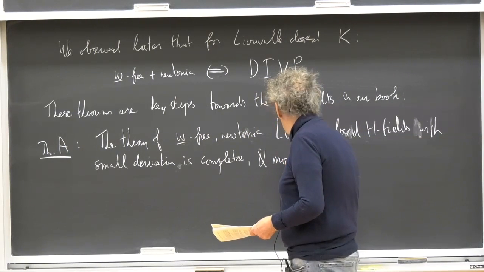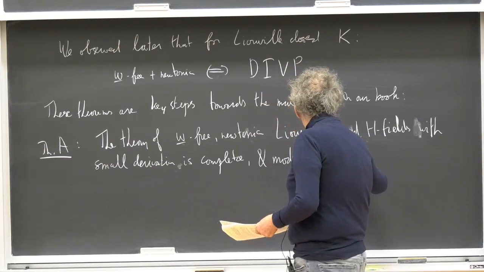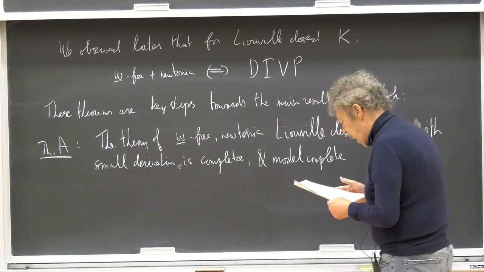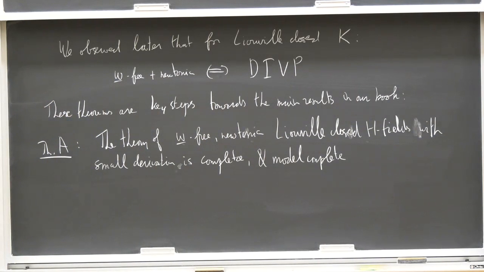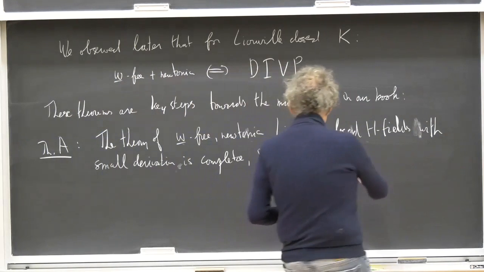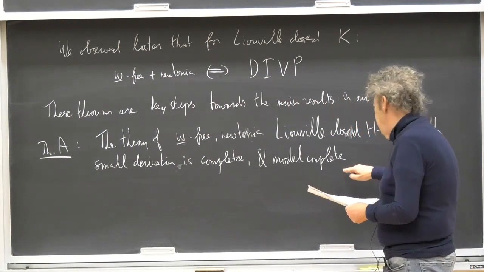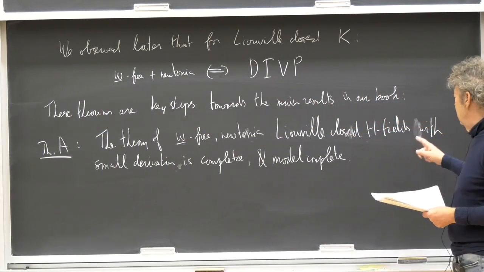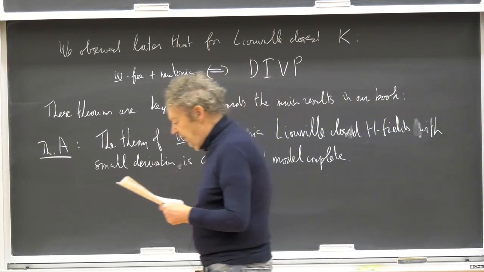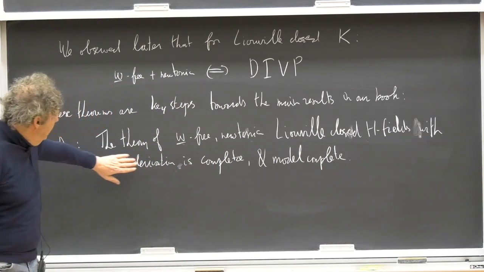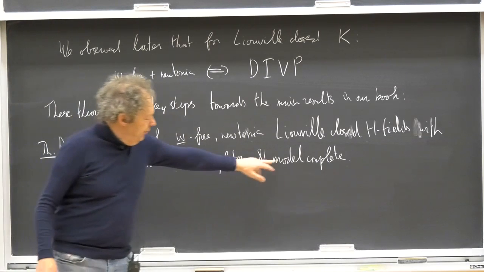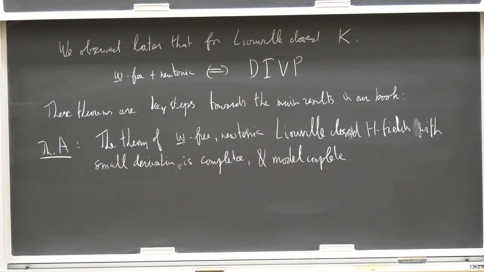And model complete, which I'll explain for those who are not familiar with it. All this model theory is also exposed in the book in appendix B. And it's actually the model companion of the theory of H-fields. For model completeness you don't need small derivation. It's already model complete without assuming that, and then it will be the model companion of the theory of H-fields.